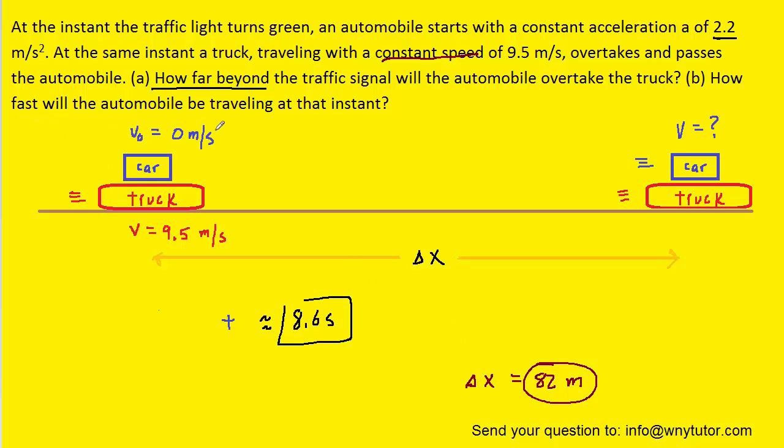Now, to calculate how fast the automobile will be traveling at this instant, we can use the following equation from kinematics. Note again, we're using blue for the car values. The initial velocity of the car was zero, so that's going to take out this term. And we're left with the final velocity equaling the acceleration times the time, so we can plug in the known values. And when we compute this, we see the final velocity of the car is approximately 19 meters per second, so that is indeed the correct answer.